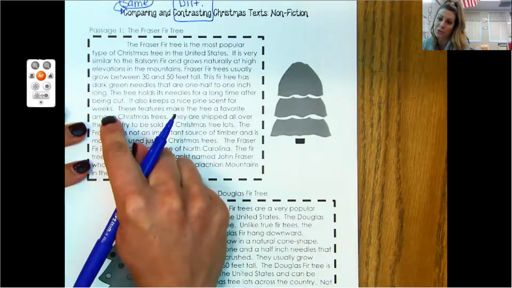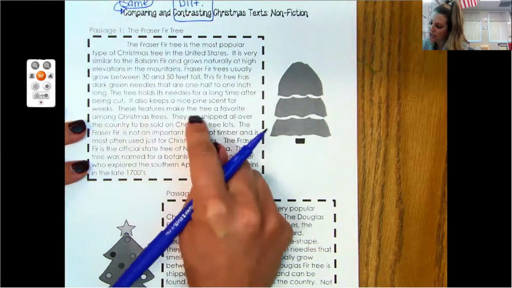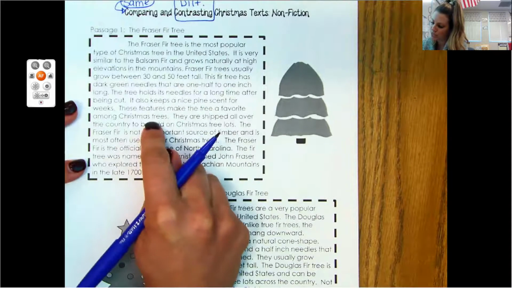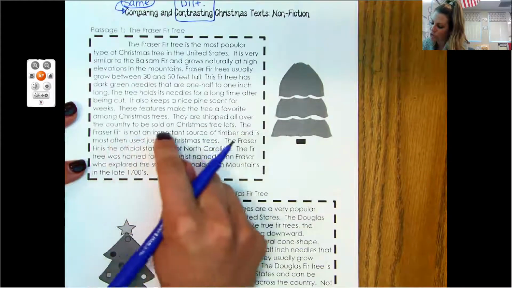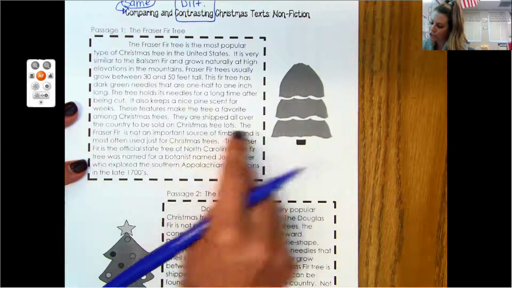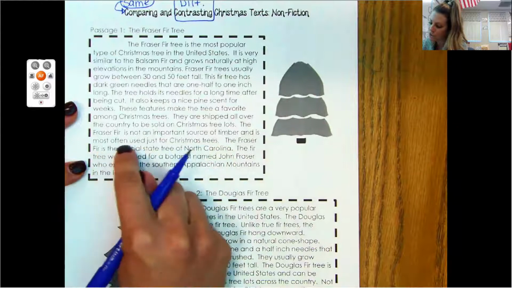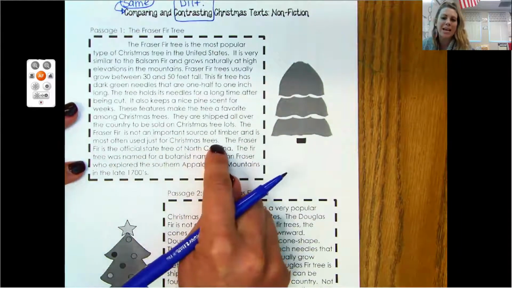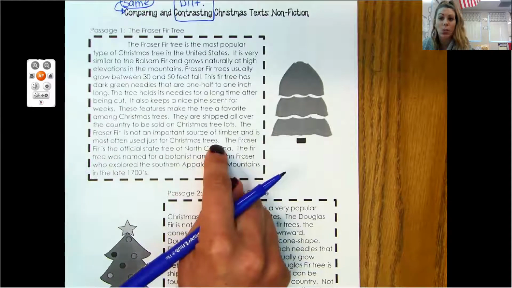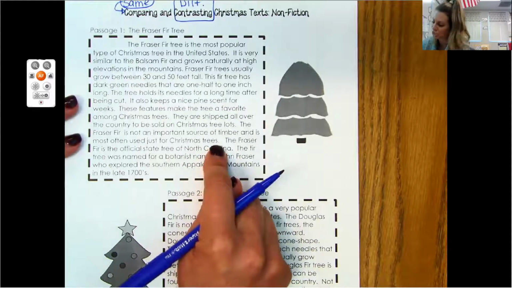I bet you have your Christmas trees up, and if you have a real one, you can probably smell the pine. You can smell that fresh scent. I don't have a real tree, so I just have to pretend I light my Christmas tree candles. These features make the tree a favorite among Christmas trees. They are shipped all over the country to be sold on Christmas tree lots. The Fraser fir is not an important source of timber and is most often used just for Christmas trees. So that means they don't cut down the trees a lot to use the wood for anything very special. These are mainly just grown for Christmas trees.